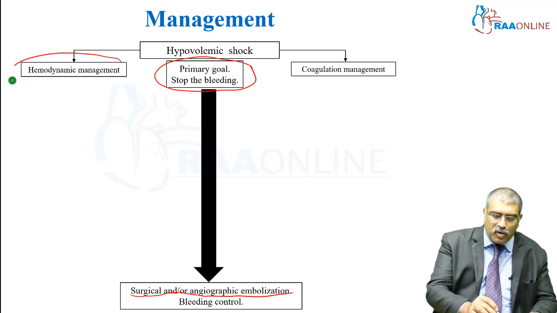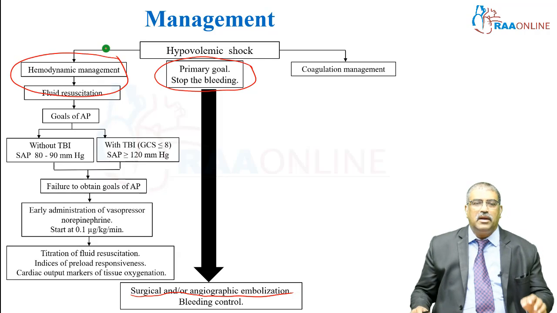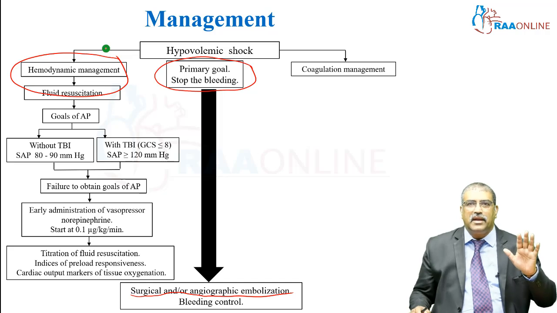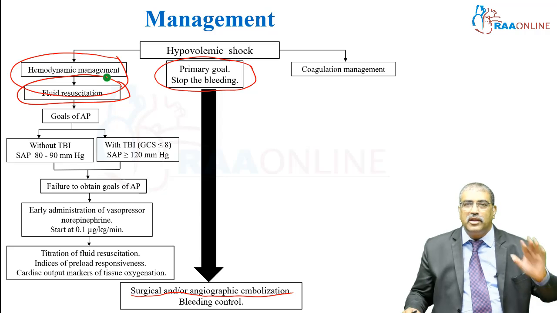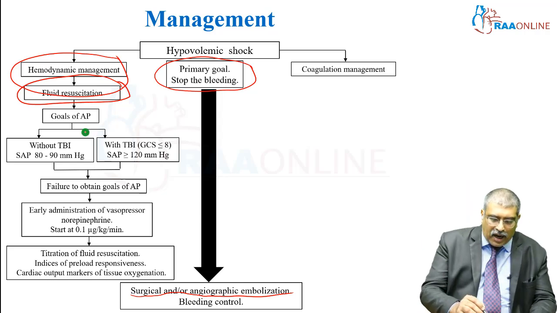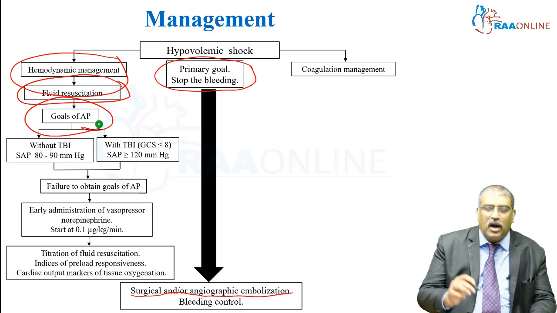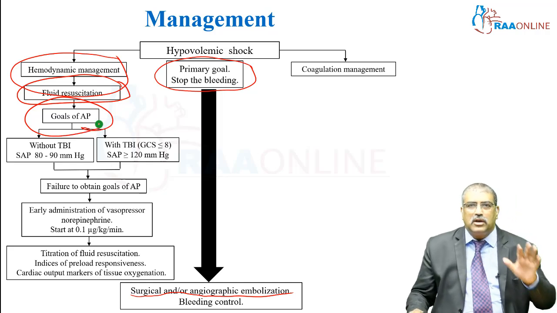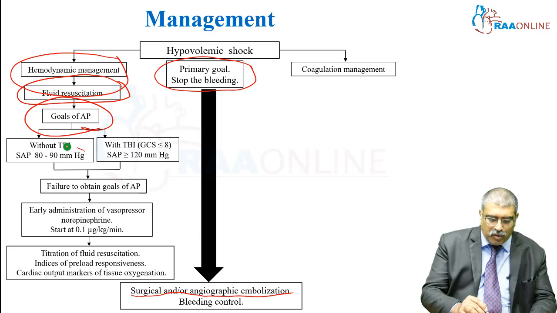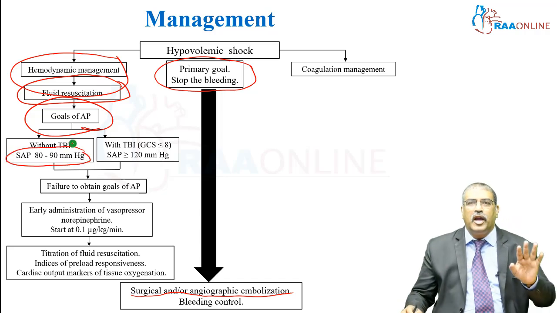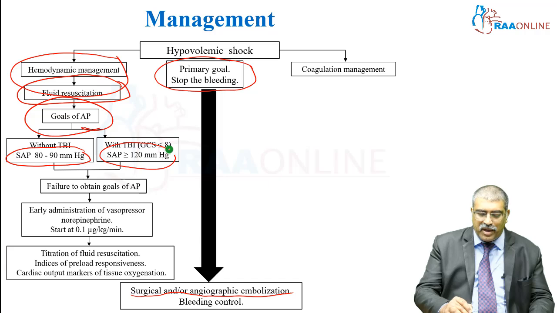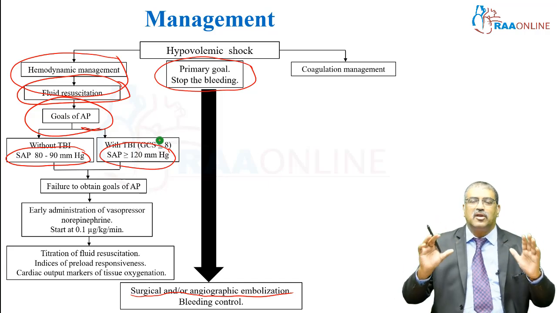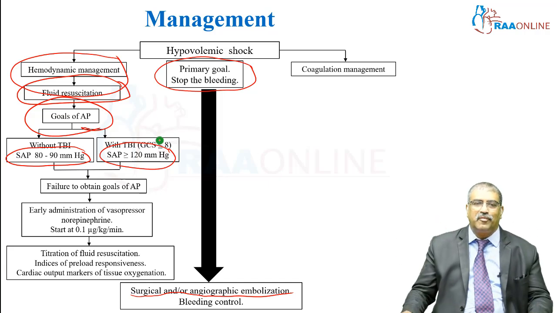Coming to hemodynamic management, here your goal is first to maintain the arterial pressure. What is lost? The fluid and blood is lost. So you go ahead with fluid resuscitation. And the goal is to maintain your arterial pressure. Without traumatic brain injury, you try to maintain a systolic arterial pressure of 80 to 90 millimeter of mercury. But if there is a traumatic brain injury, you still try to maintain a higher pressure, systolic blood pressure of around 120 millimeter of mercury.